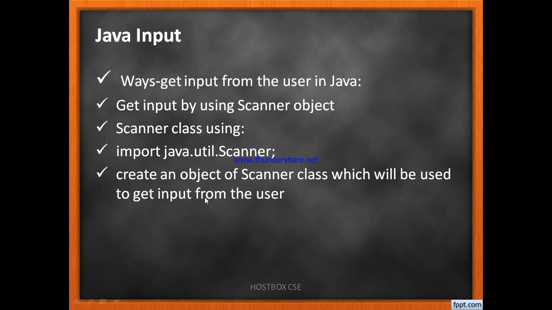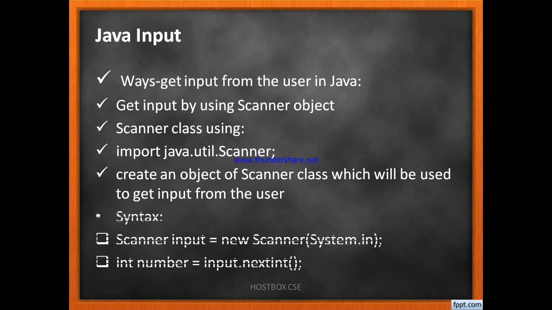If you want to give input through the keyboard, you can follow this syntax, very important: Scanner input = new Scanner(System.in); then int number = input.nextInt(); so if you want an integer, you use nextInt. If you want a float, you can use float number = input.nextFloat(). Let's see some examples so you can clearly understand, and I will show the demo also.